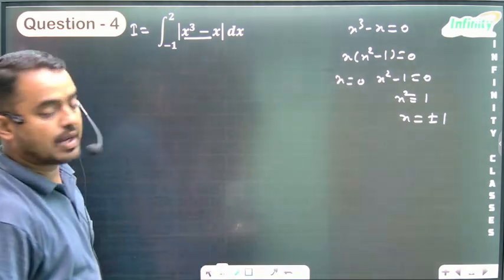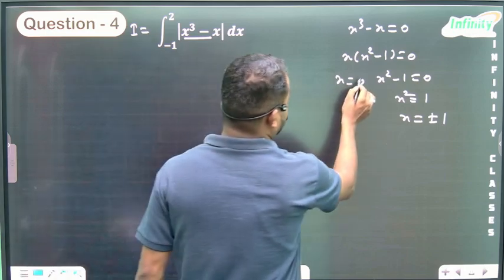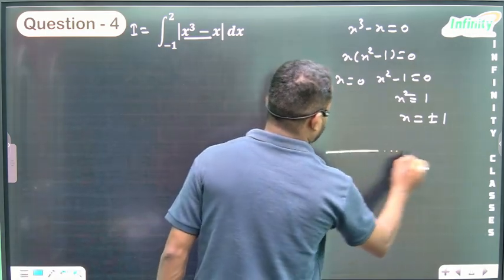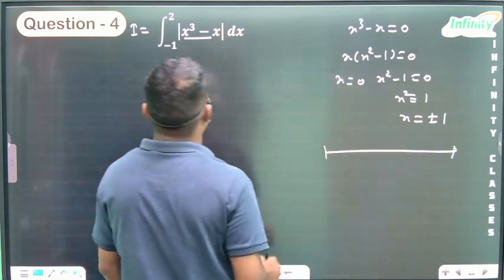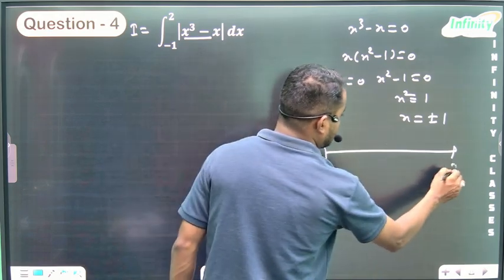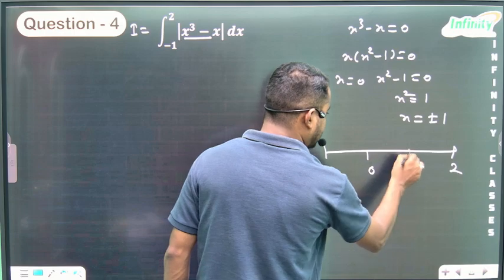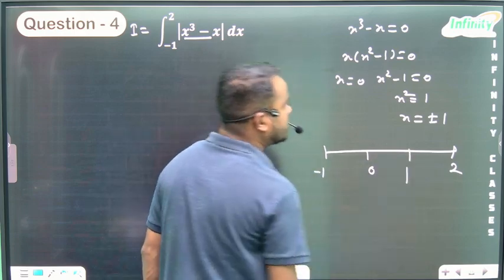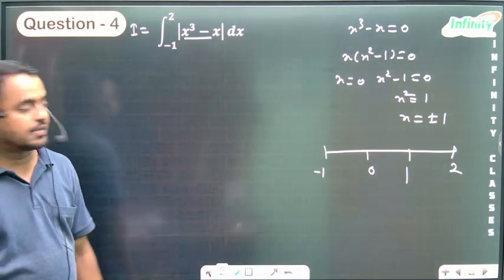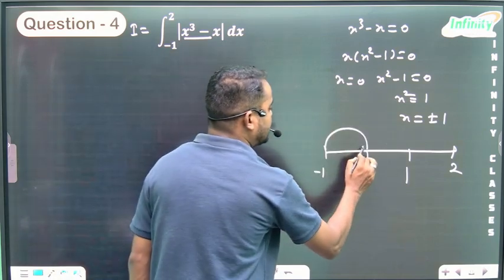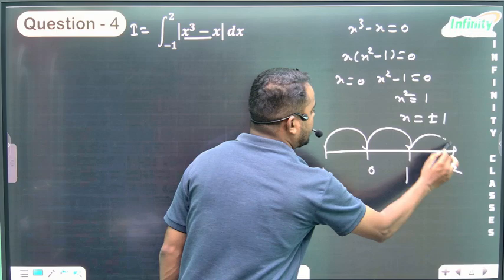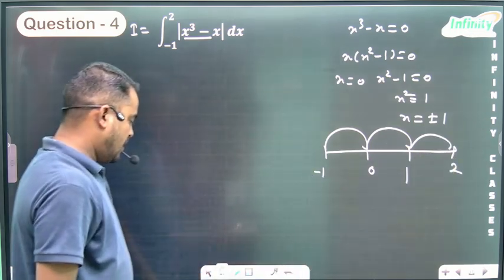So now I am applying. These are the critical values here, 0 and x is equal to plus or minus 1. Applying the property here, that is minus 1 to 2. Here it comes 0 and here it comes 1. See here, applying this concept here, we are moving to minus 1 to 0, and 0 to 1, and 1 to 2.